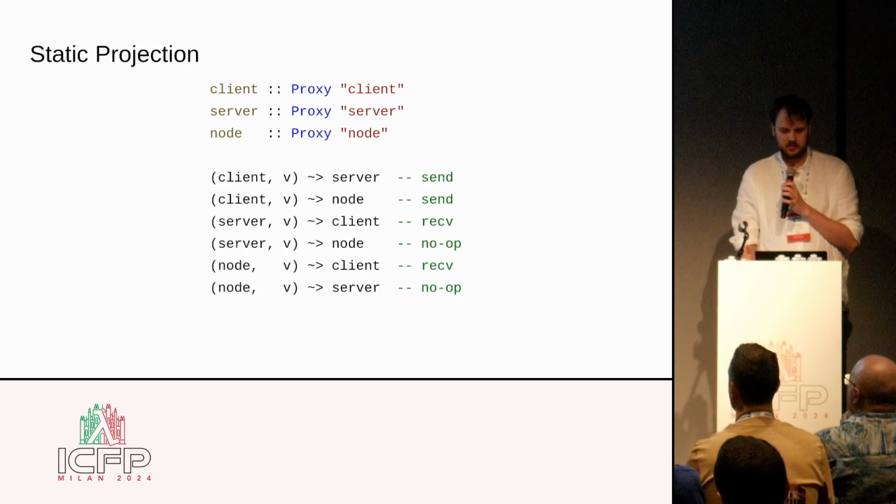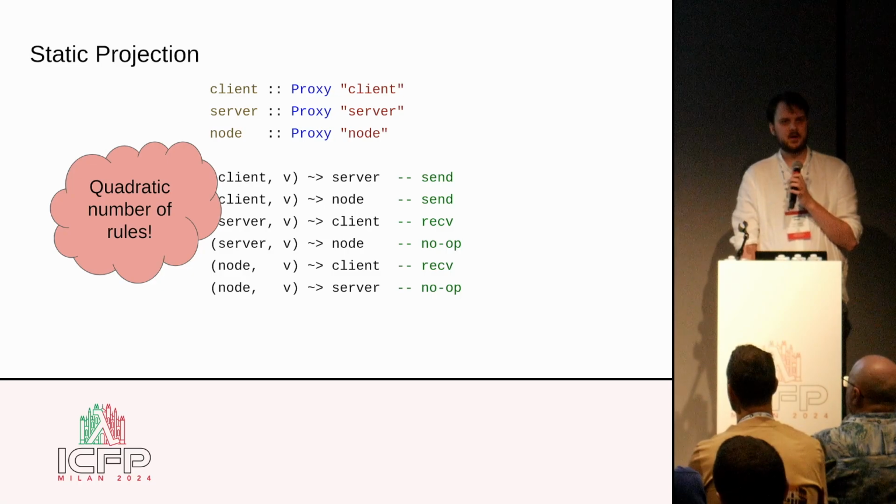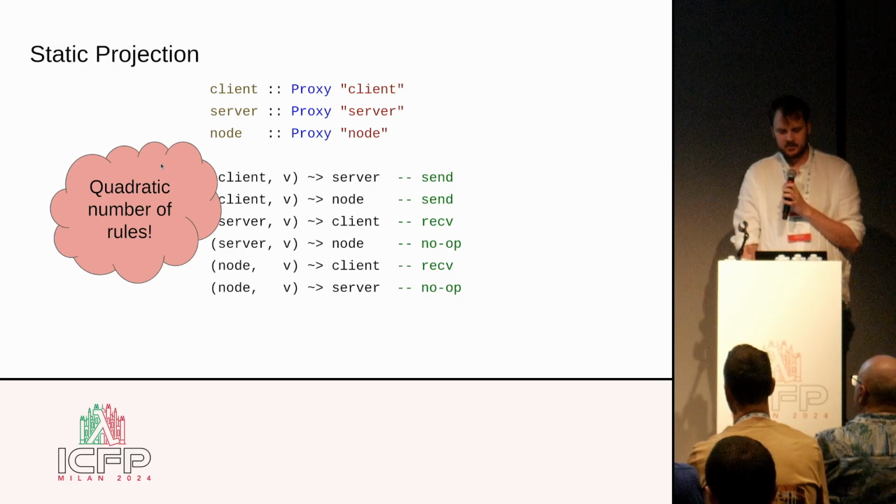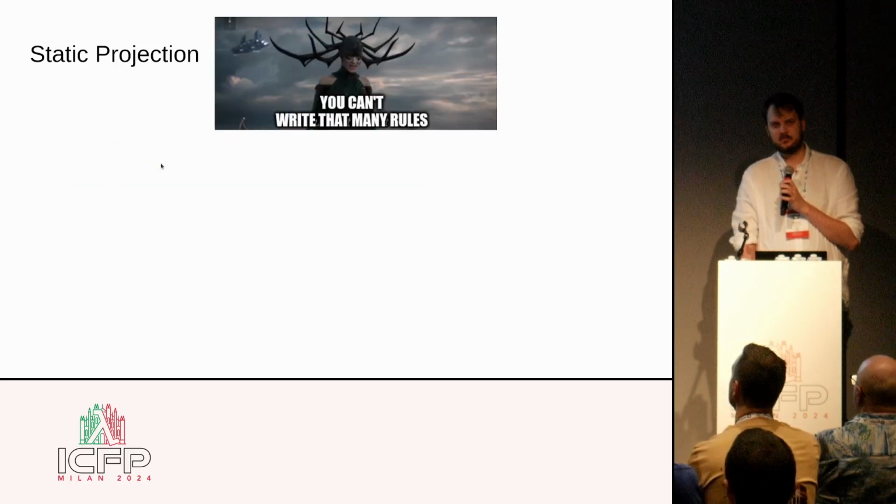If we have these three endpoints, to exhaustively have our cases here, we'll have to create a quadratic number of rewrite rules. I've left out the cases where client sends to client, for example, but we have those cases as well. And of course, you might think you can't write that many rules.